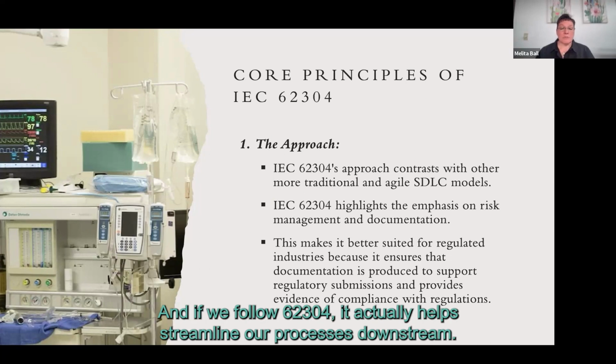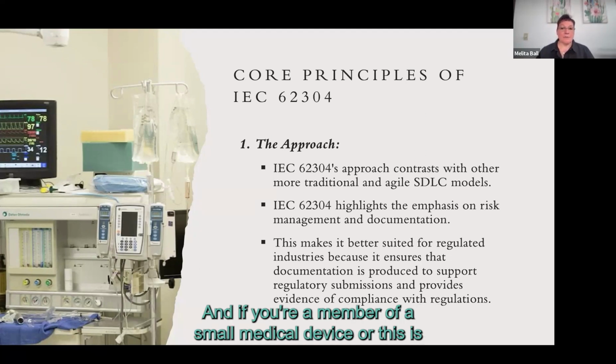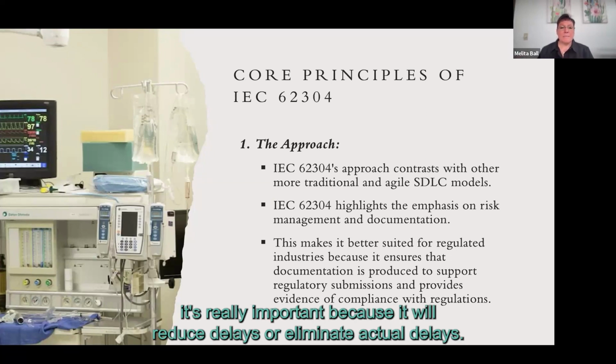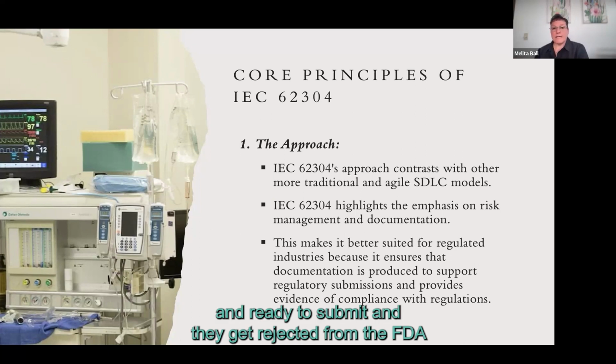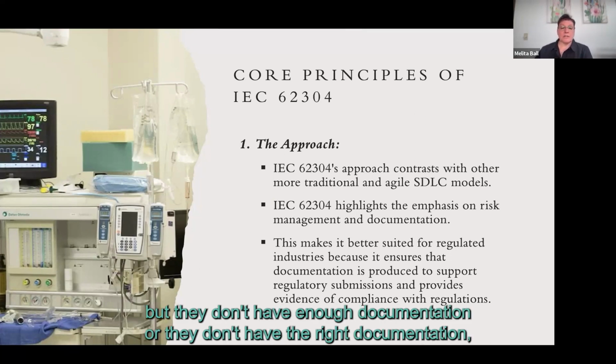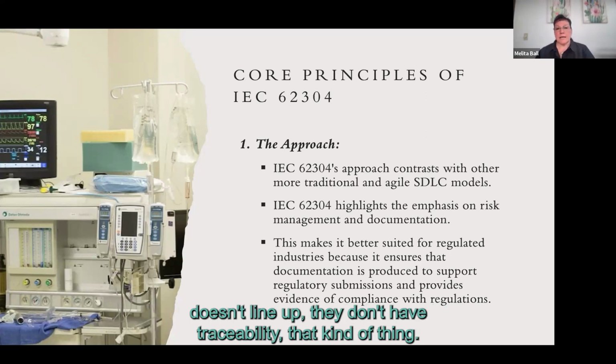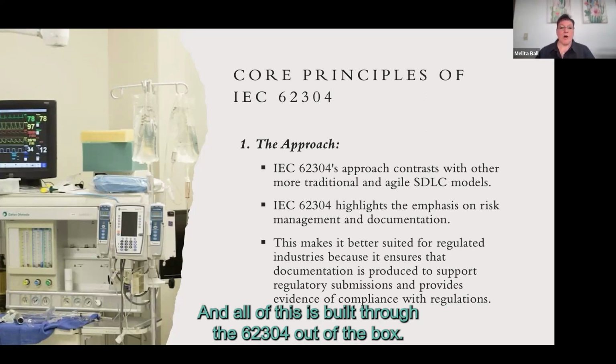And if we follow 62304, it actually helps streamline our processes downstream. And if you're a member of a small medical device company, or this is your first device that you're trying to get to the market, it's really important because it will reduce or eliminate delays. A lot of people get down the road and ready to submit and they get rejected from the FDA because they don't have enough documentation, or they don't have the right documentation, it doesn't line up, they don't have traceability, that kind of thing. And all of this is built into 62304 out of the box.